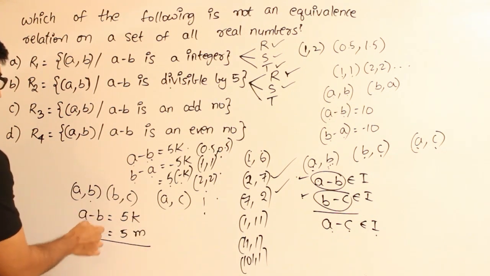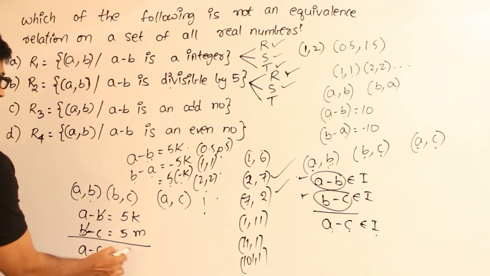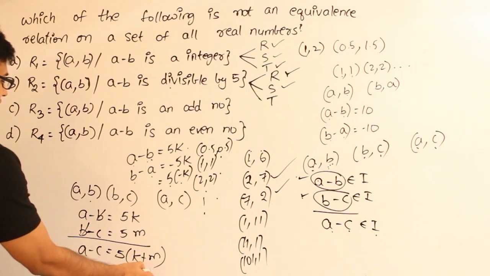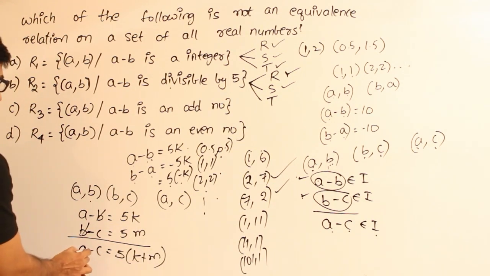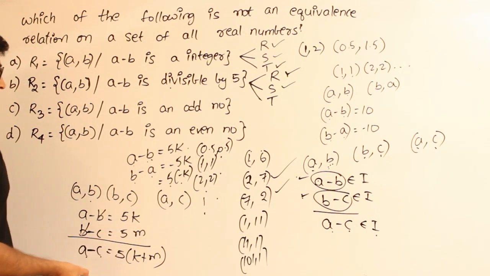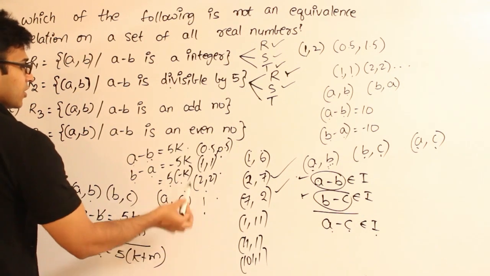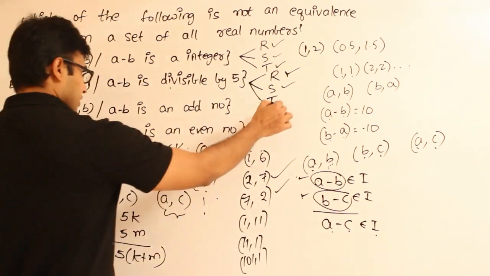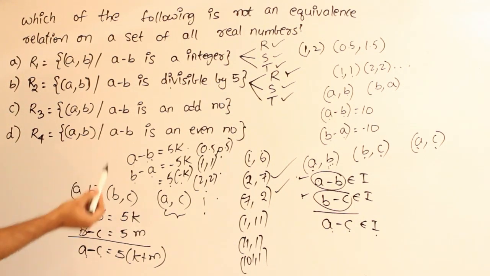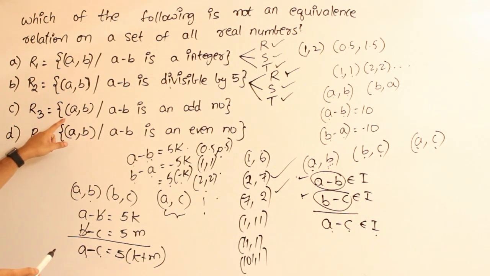Now when you add these two, what do we get? We get a minus c is equal to 5 into k plus m, where k and m are integers, and so we can say that it is again divisible by 5. Therefore, since a minus c is divisible by 5, a comma c belongs to the relation, and so we can say that it is transitive. So we can say that R2 is also an equivalence relation. What about R3?